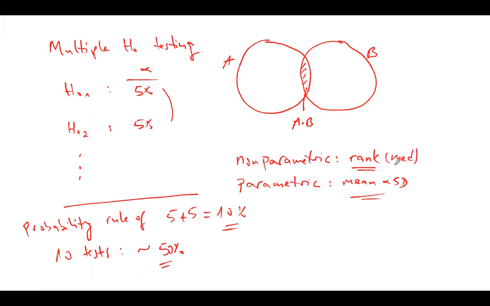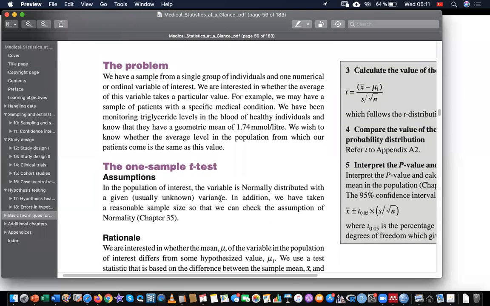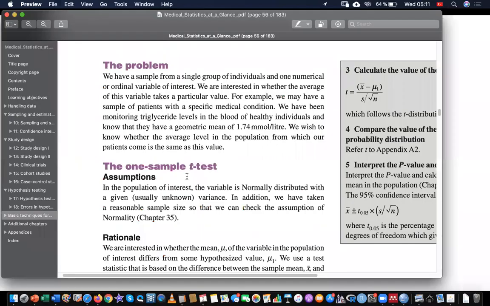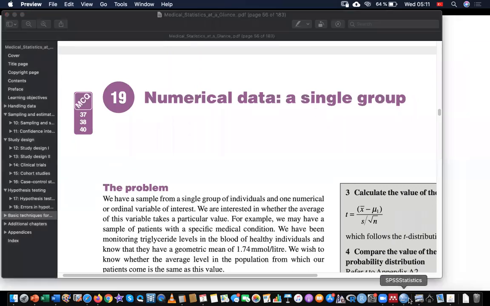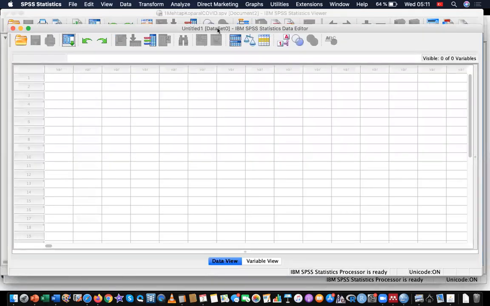Okay, that is enough, I think. Everybody's tired. I'm tired as well. Okay. Any questions? Any questions related with this? You want me to show it in SPSS, this numerical data single group? No, I don't think so. Dr. Azamat maybe can show you in the practical sessions. Yeah. Huh? Maybe, Dr. Azamat, can you? Yes, I can show during the practical session.